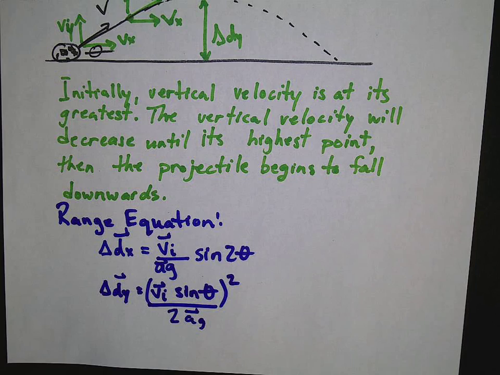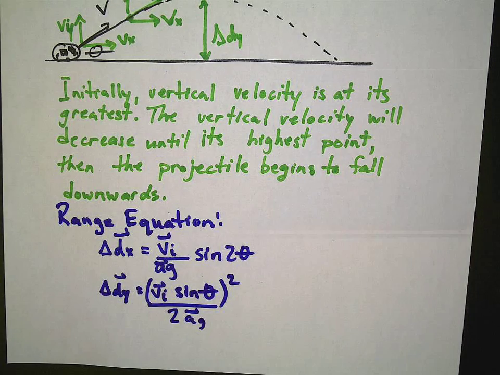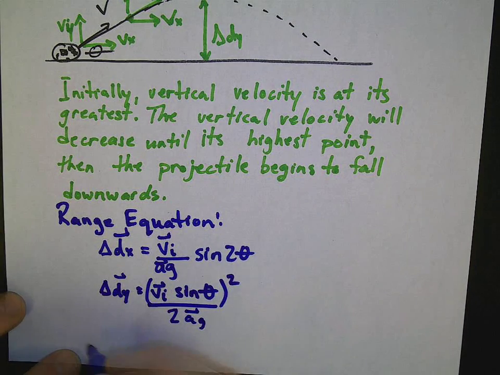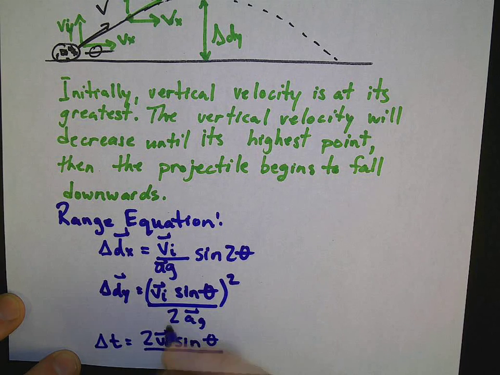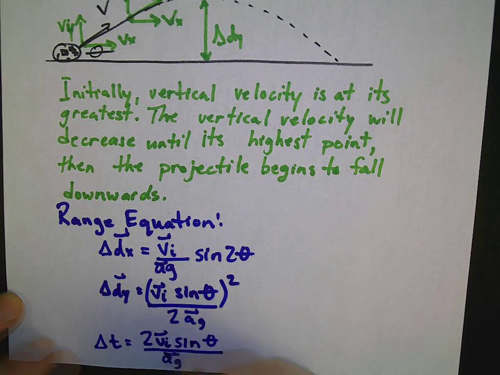And furthermore, when we have this occur in the same spot, landing and beginning at the same height, our time can be easily calculated using 2 vi sine theta all over the acceleration due to gravity.